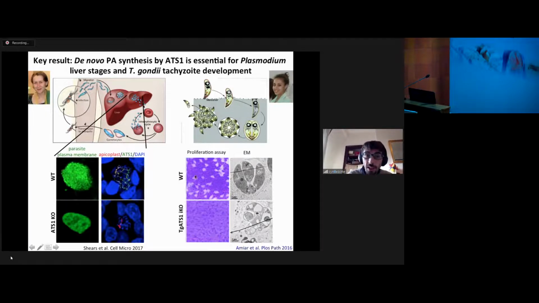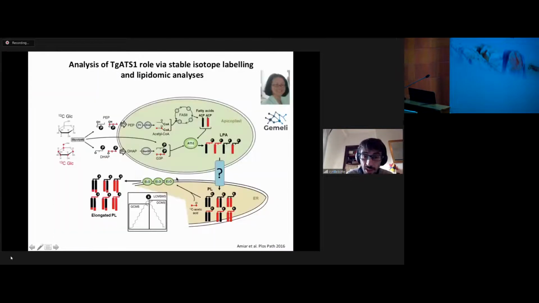So to understand the role of ATS1 for these processes, we, and especially Yoshiki, the head of our lipidomic platform on site, used the approach with C13 glucose, where we would be feeding either unlabeled or labeled glucose to monitor the synthesis of labeled fatty acids. And here, ATS1 would be placed virtually here to potentially incorporate fatty acids to form lysophosphatidic acid. And so we measured this by mass spectrometry approaches.